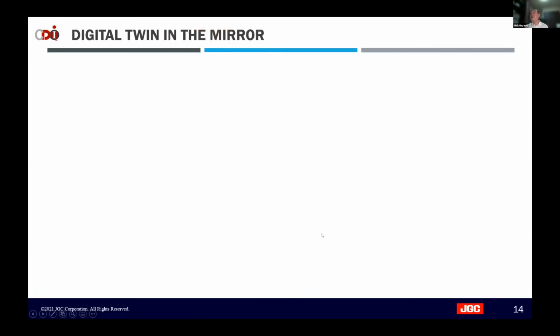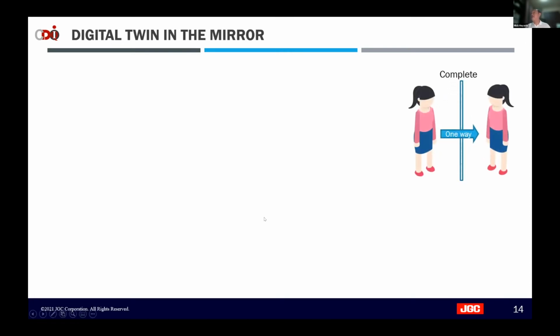Now this slide contains animation and graphics actually created by my daughter. So, digital twin in the mirror. This is my daughter and her digital twin. Actually, my daughter is only a child, so no twin. But this is a complete one-way digital twin. Her name is Yuri, and this is Yuri number 2 in the mirror.